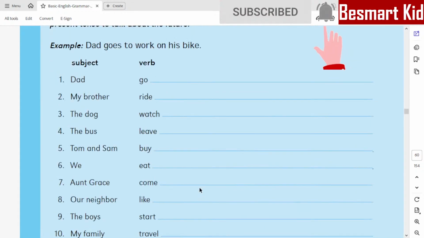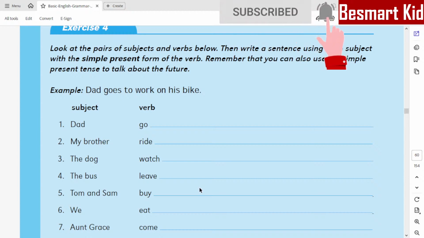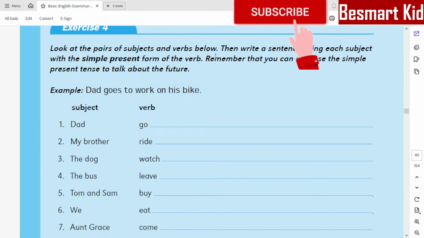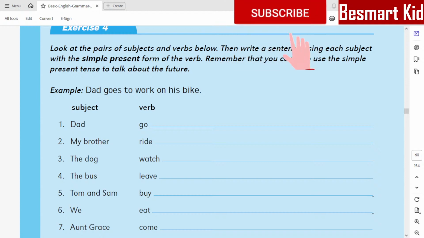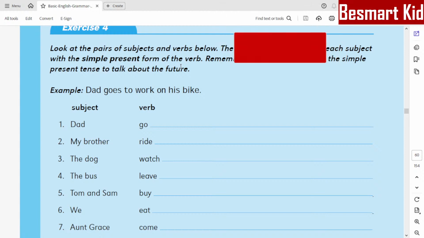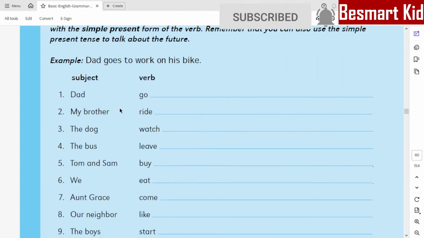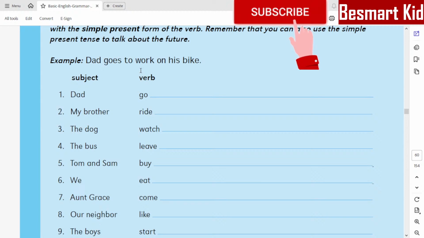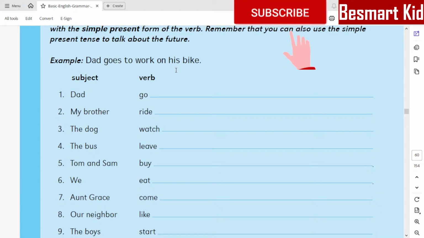Exercise 4. Look at the pairs of the verbs below. Then read the sentence using each subject with the simple present form of the verb. Remember that you can also use the simple present tense to talk about the future. Examples: Dad goes to work on his bike.